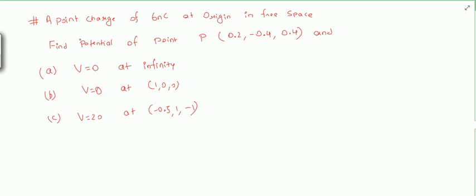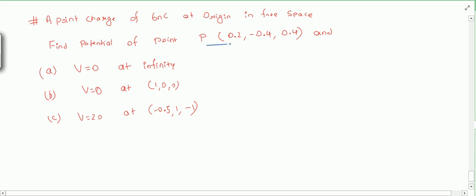Now see here one question. A point charge of 6 nanocoulomb is located at origin in free space. Find the potential of point P. This is the point at which we have to find the potential. And A part is when V is equal to 0 at infinity.